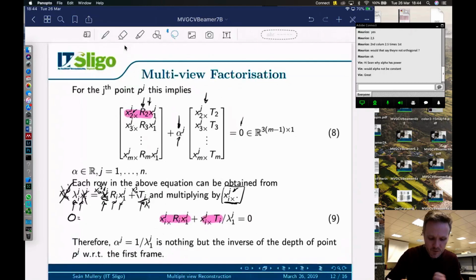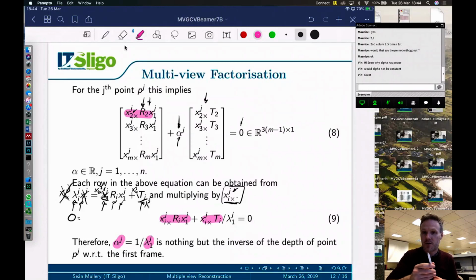So if we knew alpha j, for example, we can figure out something about our 3D coordinate straight away from that. If we know our 3D coordinate, we can figure out something about alpha j, and that allows us to go back and figure out our rotation and our translation from there.